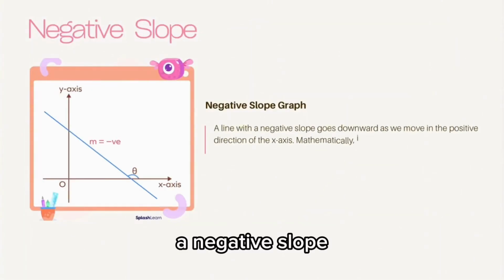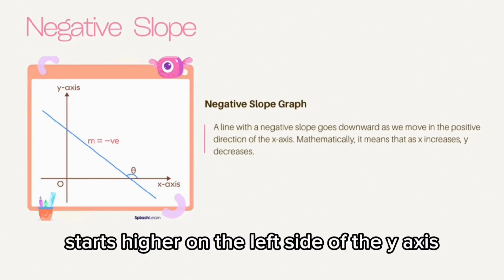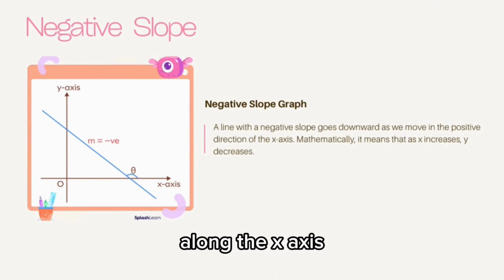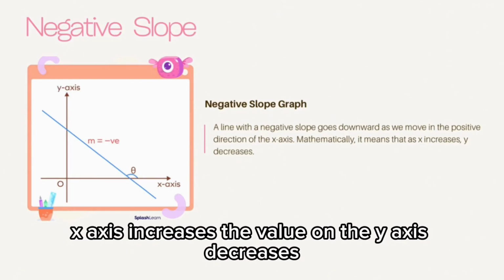A negative slope means that the line is slanting downwards as you move from left to right on a graph. In the picture, the blue line starts higher on the left side of the y-axis and moves lower as it goes toward the right side along the x-axis. This downward trend shows that when the value on the x-axis increases, the value on the y-axis decreases.